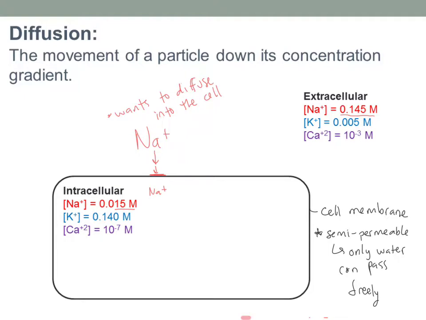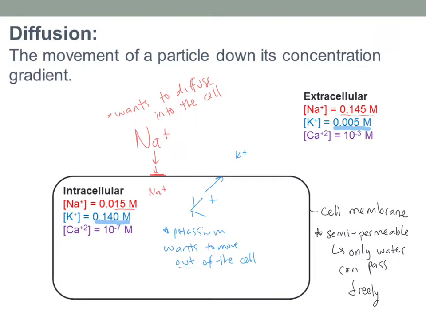If you look at potassium, we have the opposite thing here. Potassium is 0.140 inside and then only 0.005 molar on the outside. So there's a lot of potassium inside the cell, but very little potassium outside the cell. So potassium wants to move out of the cell. And you guys will learn about sodium-potassium pumps and how these membranes are set up. We're not going to talk about that here, but you will later.